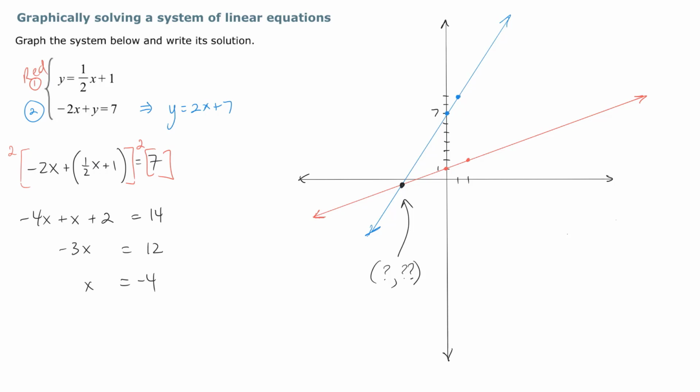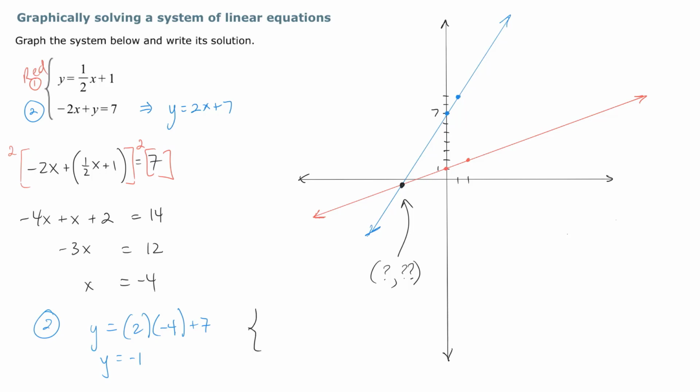Now I'm going to put this x back into equation 2. So if you put this x back into equation 2, we get y is equal to 2 times negative 4 plus 7. So y is equal to negative 1. Does that seem reasonable? Yes. That is definitely an ordered pair in the third quadrant. So let's write our final answer.